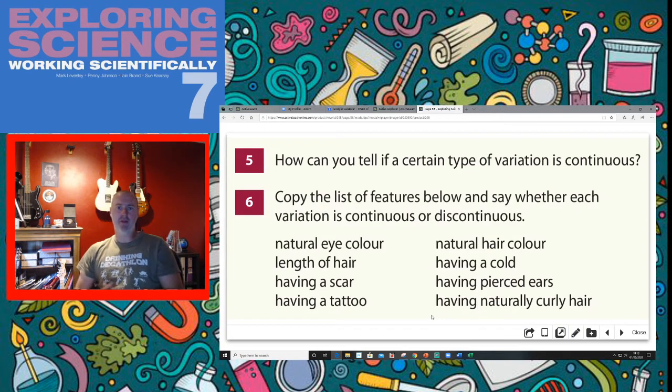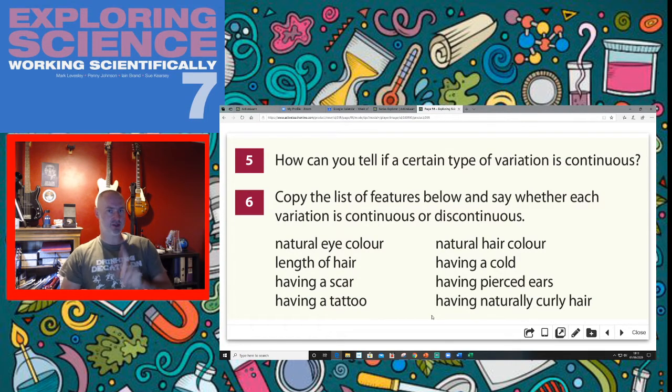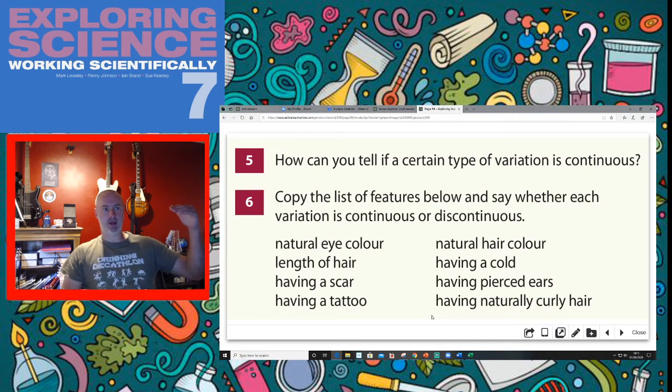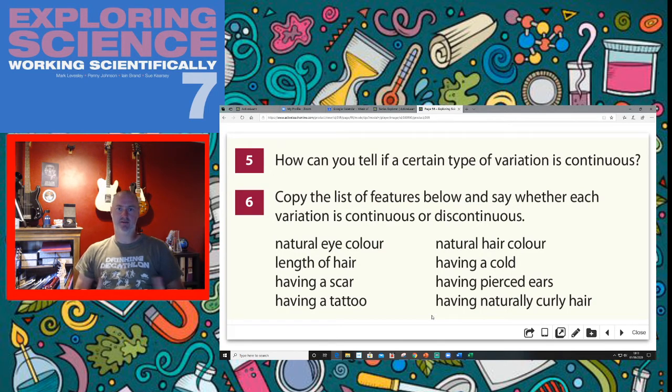Now, with variation, it's important to understand that it can come from two different sources. Variation can come from our parents. It can be inherited in our genes, in our DNA. So if our parents both have blue eyes, for example, it's quite likely that we will end up having blue eyes. Not definite, but it's quite likely. We're going to gain lots of our features from our parents, and that will be inherited variation.